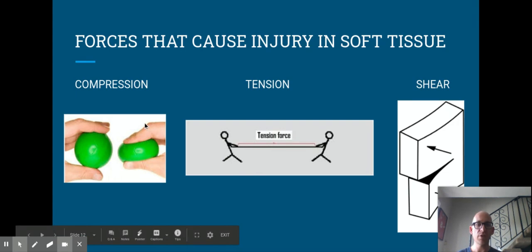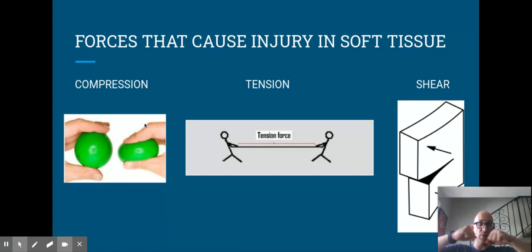First, we have compression, that would be pushing together. We have tension, that's pulling apart. And then we have a shear force where we have a tearing. Okay, so you can see in each, we see the ball being squeezed, the rope being pulled apart. And with shear, you have opposing forces going adjacent to the fibers.